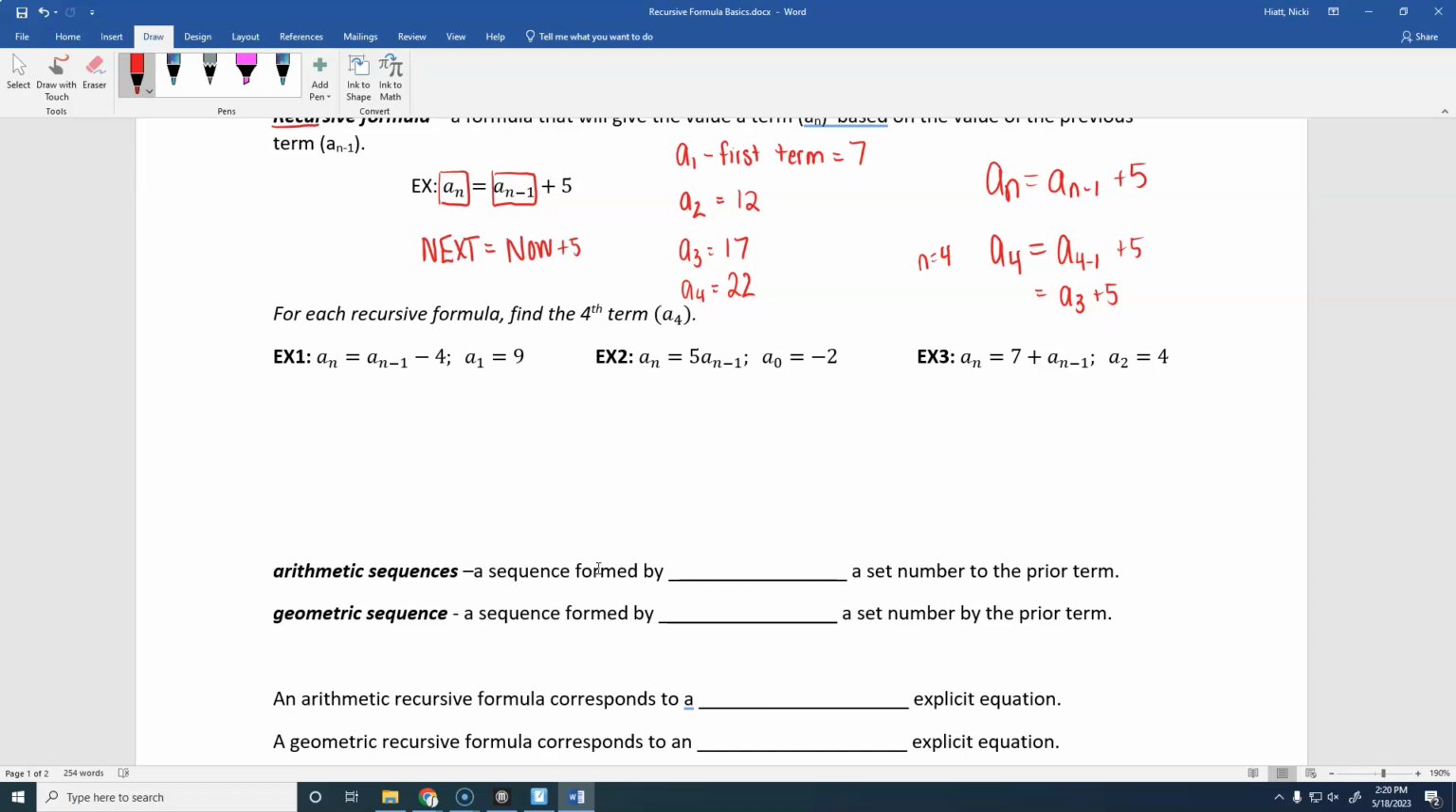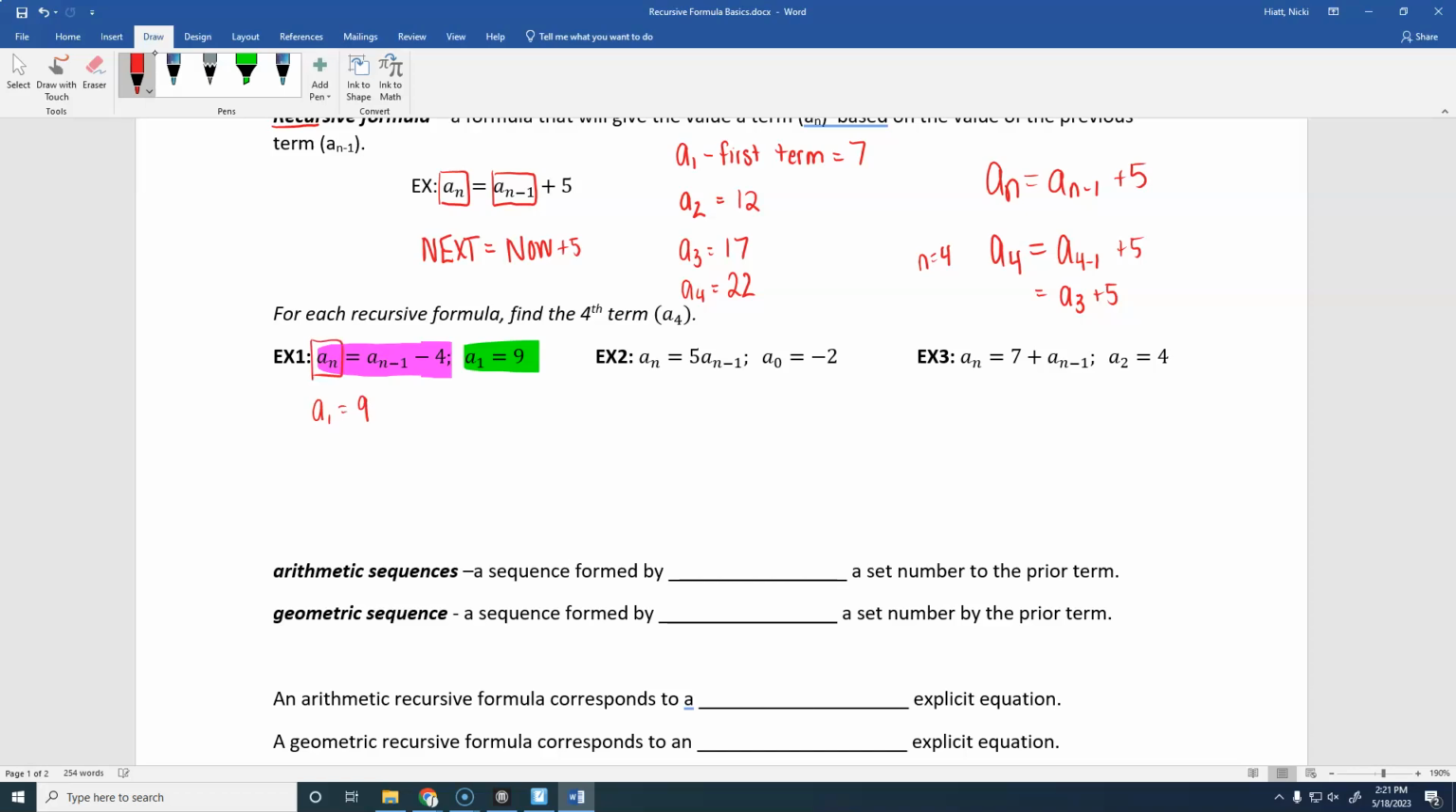Okay, so let's talk about some things that they may possibly ask you here. All right, so these questions say for each recursive formula, find the fourth term, which would be a sub 4. Okay, so what they've given us is a recursive formula, and then notice you got that semicolon right there, and they gave you a term to start from, because recursive formulas are not really any good unless you know where to start. Because you might know your pattern is to add 5 each time, but you don't know what number to start at unless it's given to you. So we know it's already given to us that a sub 1 equals 9.